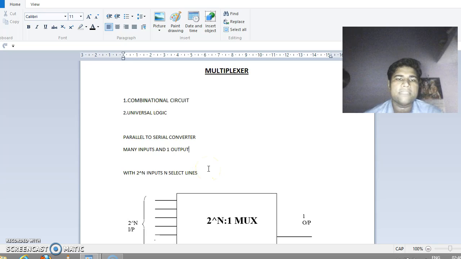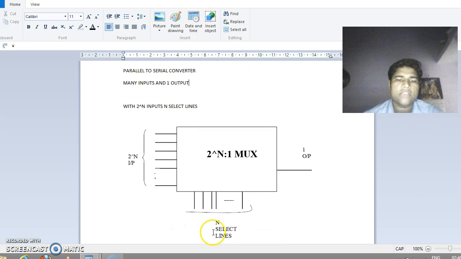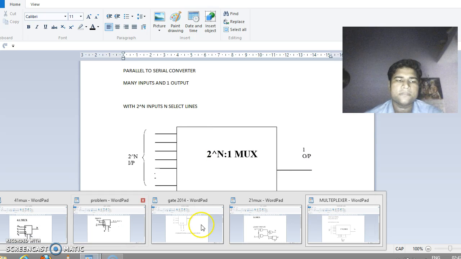Now multiplexer is a parallel to serial converter. It means that it has parallel inputs and it gives a serial output. As I have written, many inputs and one output. Now it has selection lines. With the help of these selection lines we find the output from the inputs given. It selects one of the inputs and gives the output. Here we have 2 raised to power n inputs, so we have n select lines and one output. Now we will go further deep with a 2:1 multiplexer.